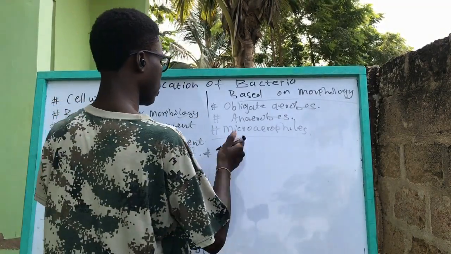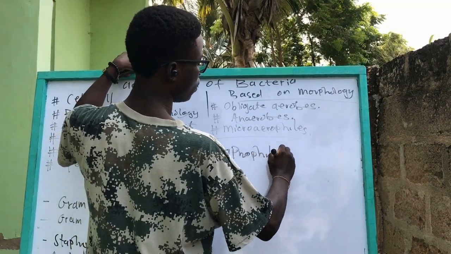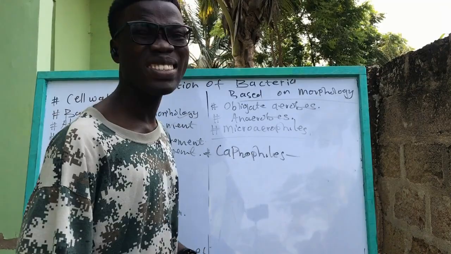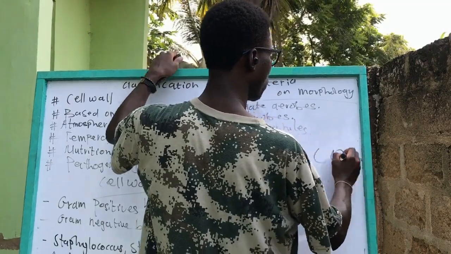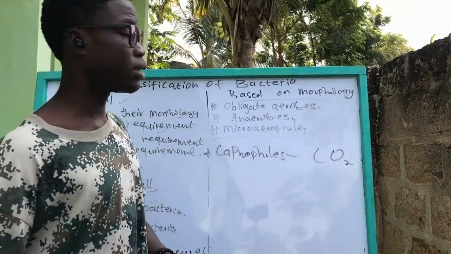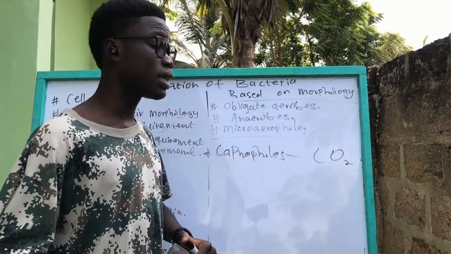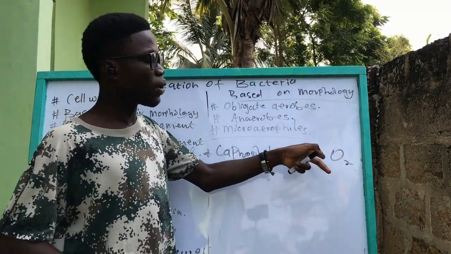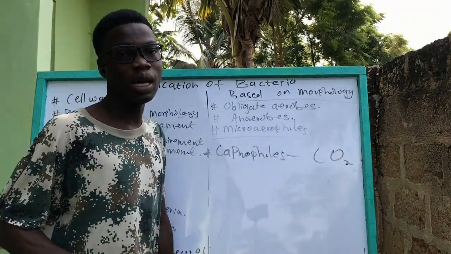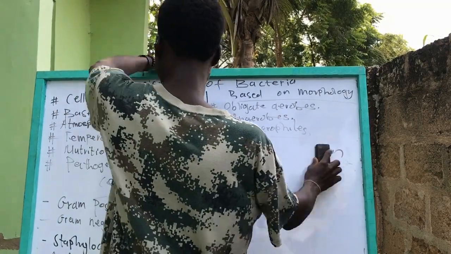Capnophiles. So for the capnophiles, they require a strict amount of carbon dioxide in order for them to grow. Mostly in the microbiology setting, you see them cultured under a CO2 jar, because they strictly require carbon dioxide in order to thrive. So those are the capnophiles.